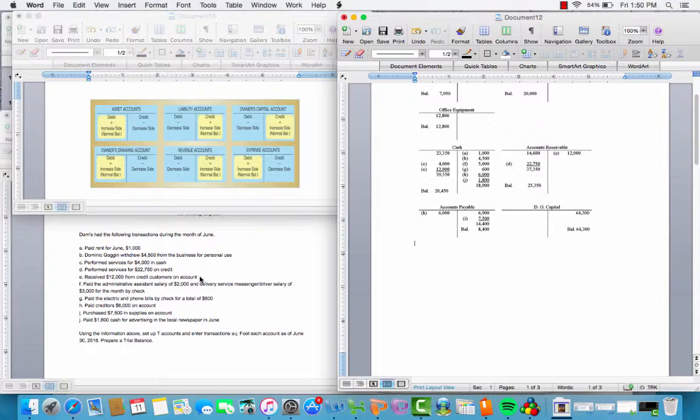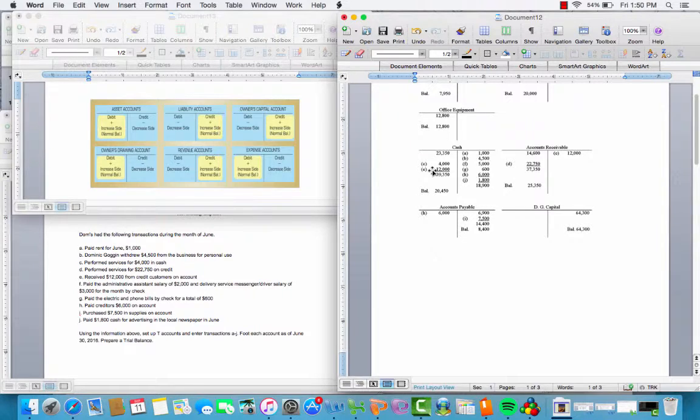So two things are going on here. First of all, we're getting cash coming in, right? $12,000 is coming in from our customers. They're paying us a debt that they owe us. So we can see that here. And this asset, cash, is going up by 12,000. So notice again, assets, when they go up, that's a debit. It's on the left-hand side.